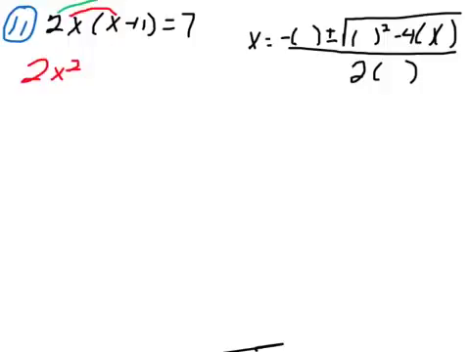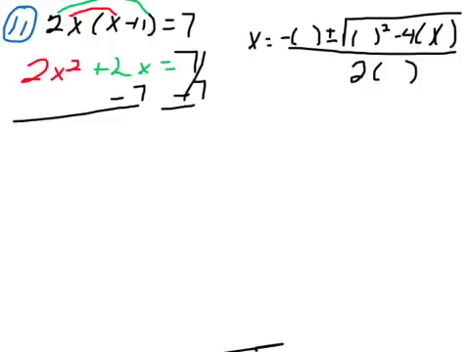2x times 1 is 2x. Then I got equals 7. Okay, so now let me get the 7 on the other side with all the other terms. I'll subtract it from both sides, and that'll give me the 0 that I want on the right-hand side. And that's 2x squared plus 2x minus 7.